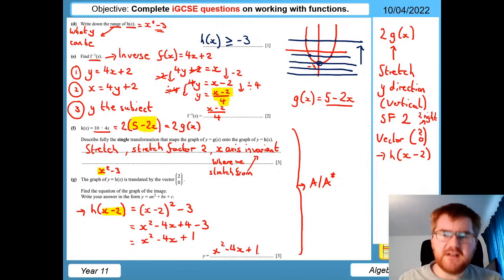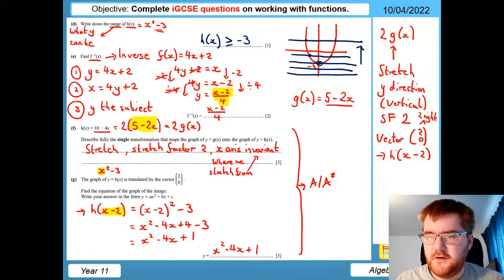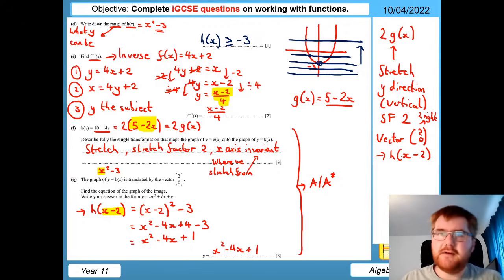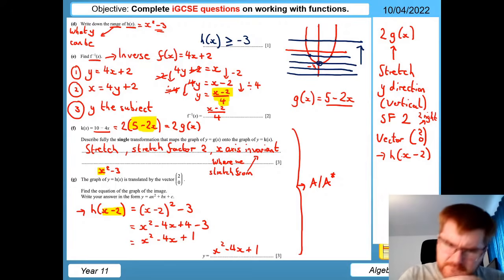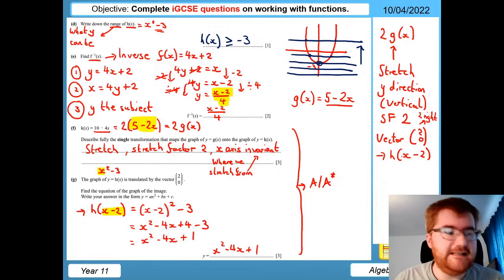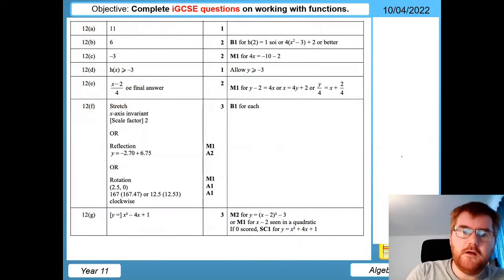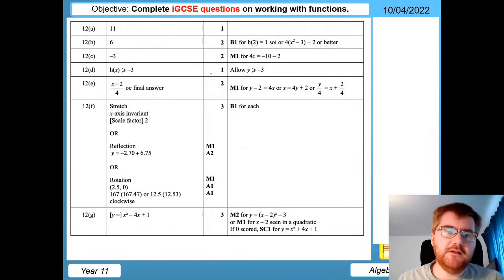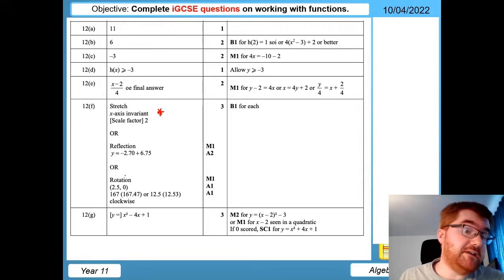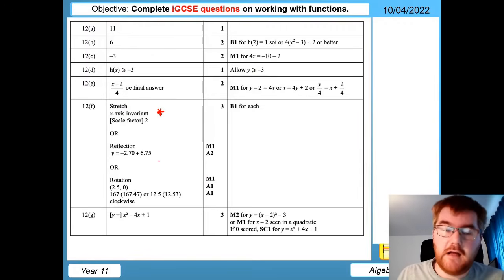The most difficult part conceptually is this part I've just done over here separately. So if you're moving something by a vector or translating by a vector, then to put it into function notation, we need to put h brackets x minus 2. And this is why this is an A A star question, because we're combining it with another difficult part of the course that we've already seen. Okay, and you can see the mark scheme. Notice for part F, I approached it this way. I think this is the most straightforward, but it can be done with a reflection and rotation as well.